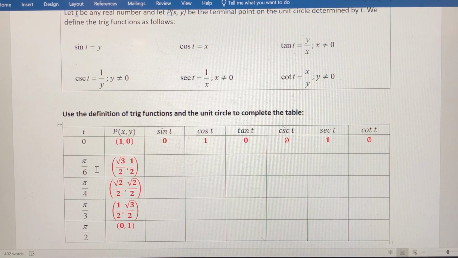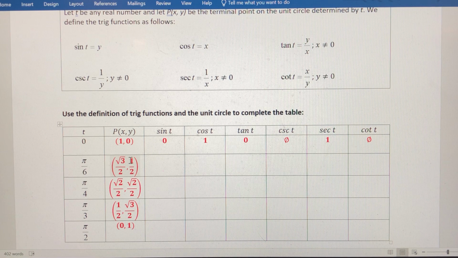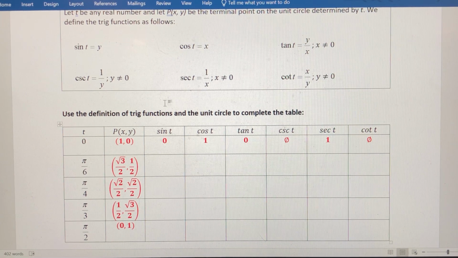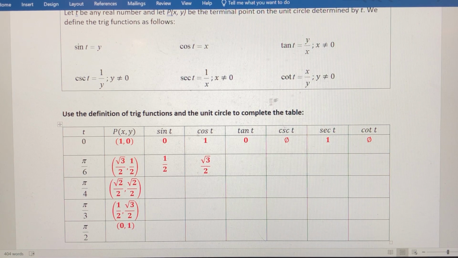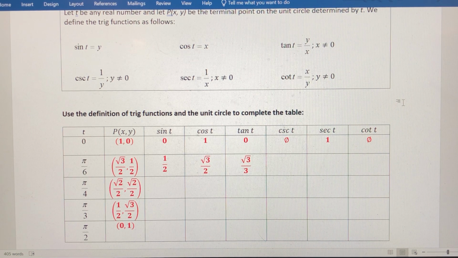All right, the terminal point for pi over 6 is radical 3 over 2, comma 1/2, all right? So the sine of pi over 6 is going to be 1/2, which is the y-coordinate. The cosine of pi over 6 would be radical 3 over 2, or the x-coordinate, okay? The tangent is 1/2 over radical 3 over 2, okay? So you're going to have to work that out. At this point, you should be able to do that. But when you do, you get 1/2 divided by radical 3 over 2, which simplifies to 1 over radical 3. And then we have to rationalize the denominator, which leads us to radical 3 over 3, okay? And if you have questions on that, contact me and I'll show you how to work all those steps out.